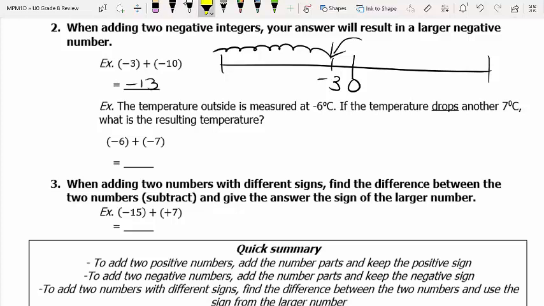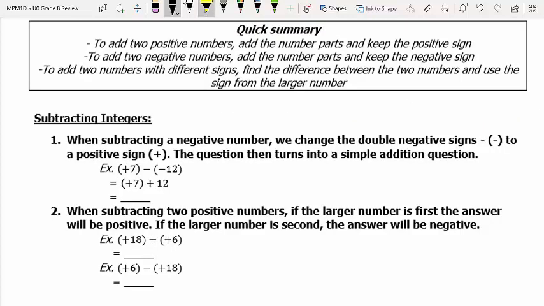A word equation that goes with this situation is if the temperature outside is -6 degrees and it drops another 7 degrees, you're adding another negative temperature. So then the -6 plus another -7 degrees is going to get you to -13. So when you're adding two positive integers, you get a larger positive number. When you're adding two negative integers, you get a larger negative number. And that's all summarized for you right here.